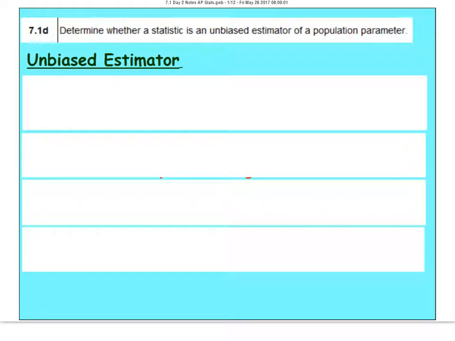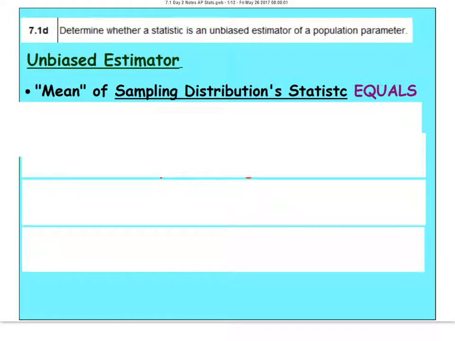In 7.1d, we're going to determine if a statistic is considered to be an unbiased estimator of the population parameter. So we first need to define what is an unbiased estimator. And what it is, if you look at the mean of a sampling distribution statistic.